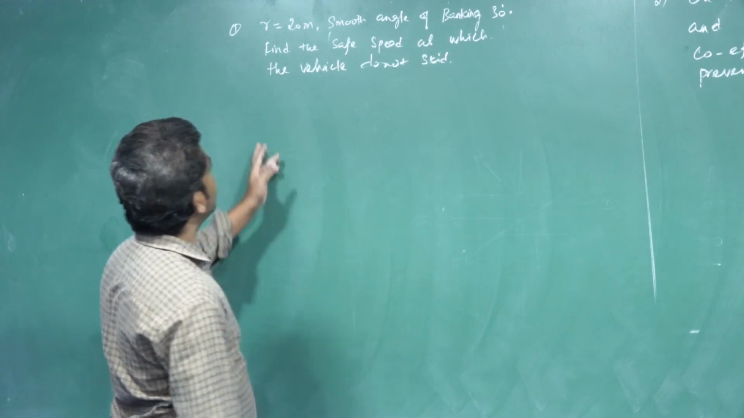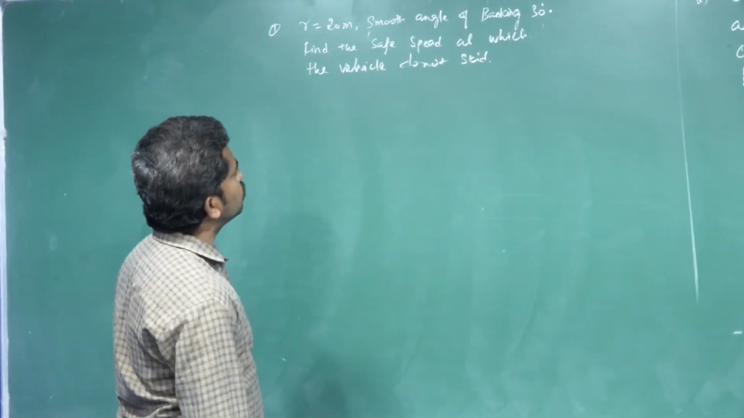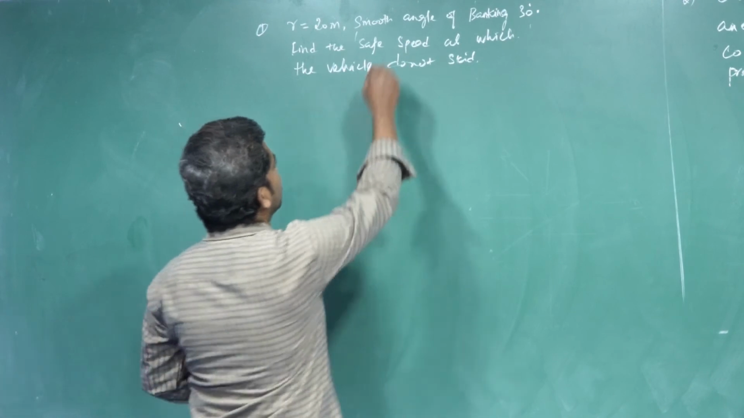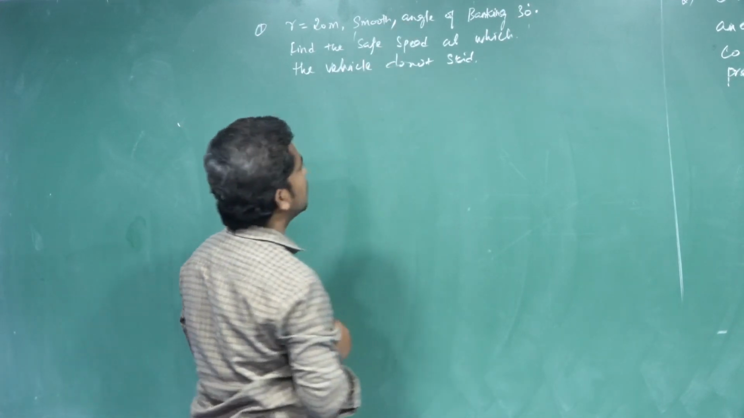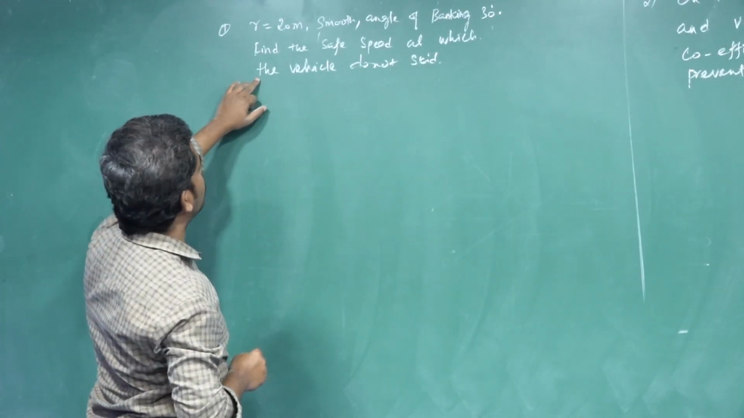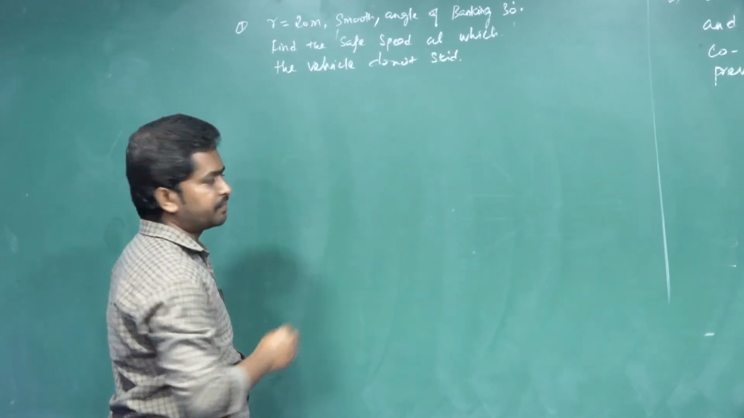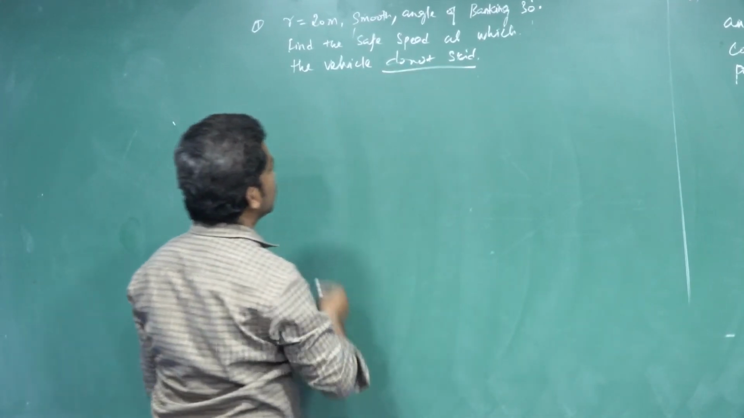An example: radius 20 meter, smooth surface, angle of banking 30 degree. Find the safe speed at which the vehicle doesn't skid.